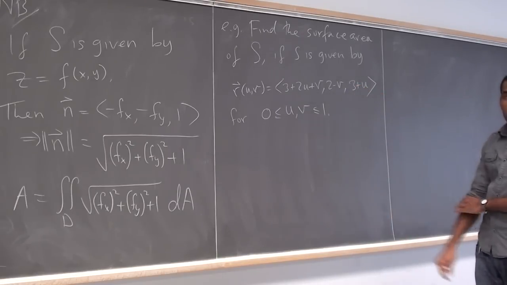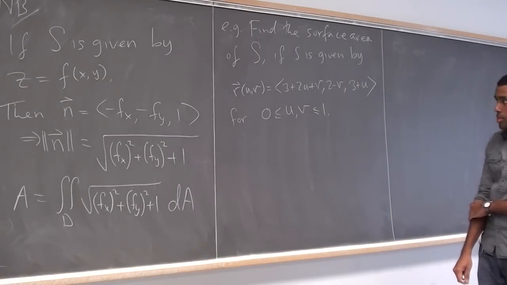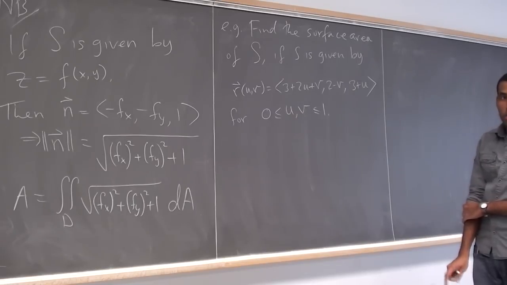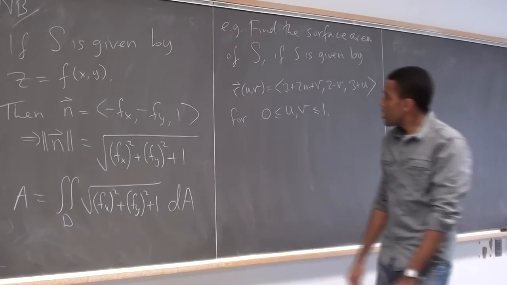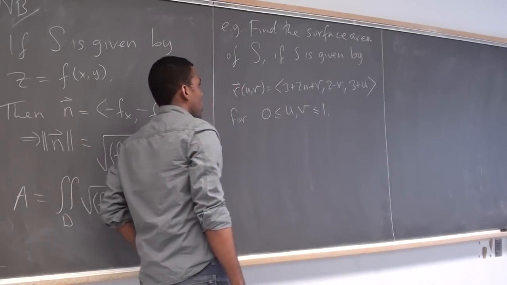What kind of surface is that? It's a plane, right? So I'm basically asking you to find the area of some portion of a plane given by this range of u and v. So how do we do it?